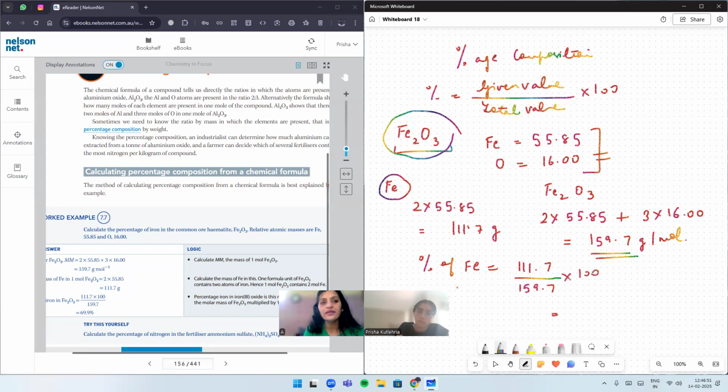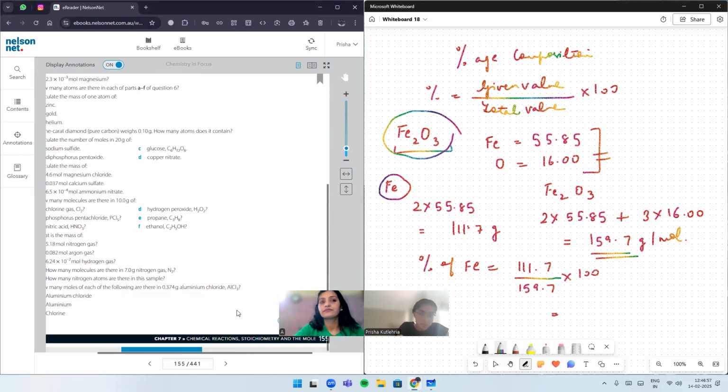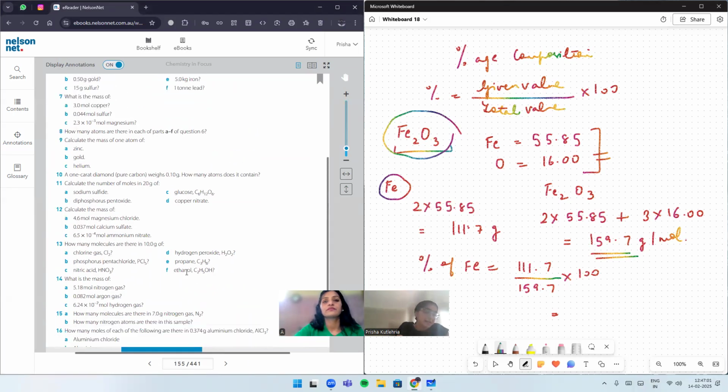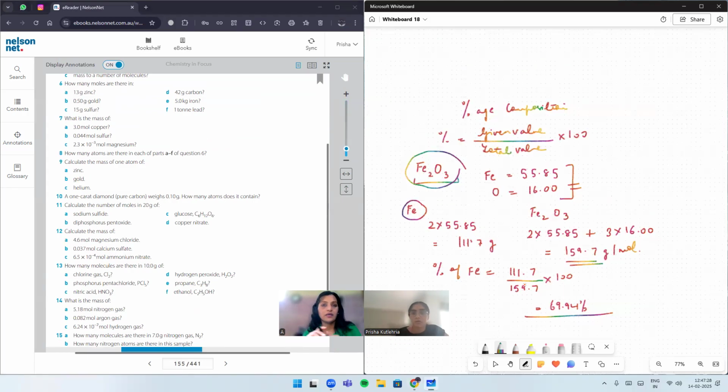So can you calculate this for me? 69.94%. Okay, 69.94%. So this percentage is of iron, right? Now we have only two elements in the compound, so we can calculate the percentage of oxygen by two methods. First, you follow the same procedure: calculate the mass of oxygen present in the compound, then divide it by the total into 100.